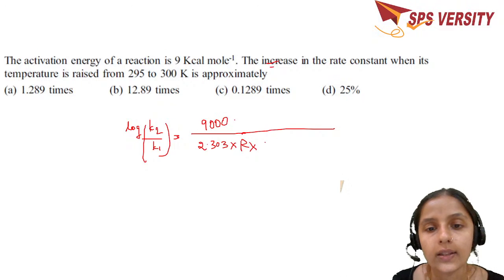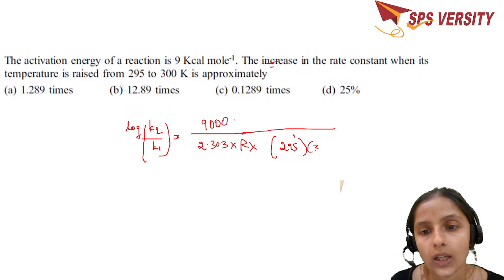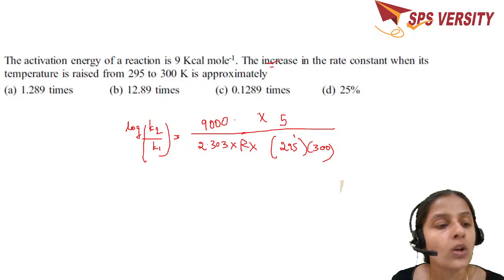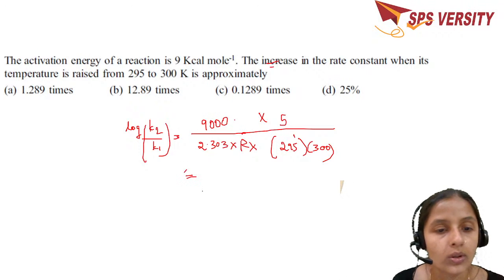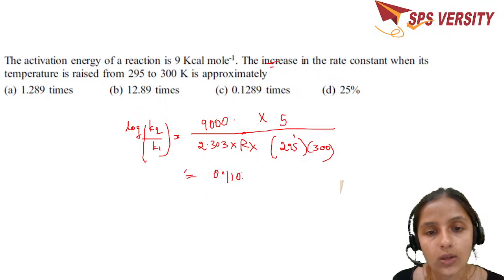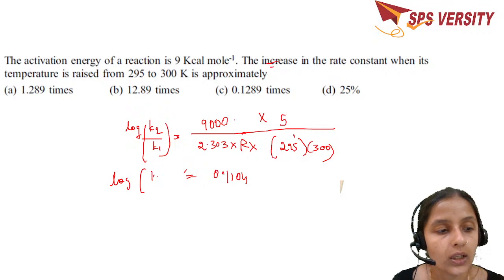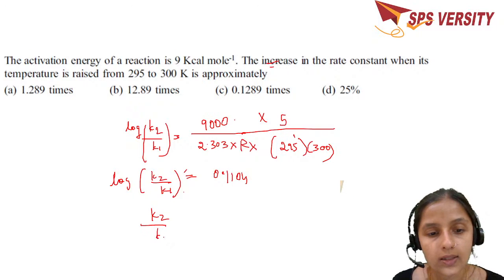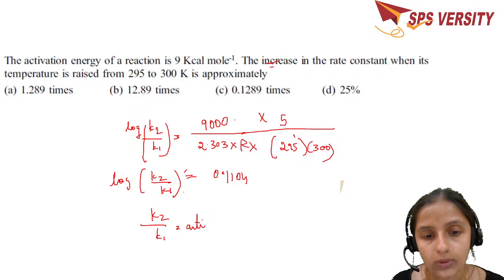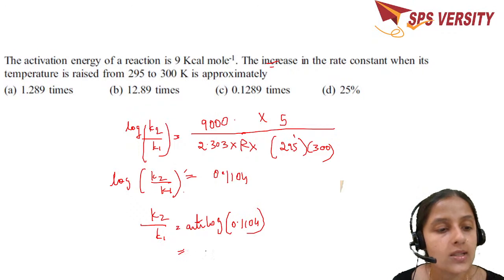That's 2, and then it is 1 by T1 minus 1 by T2, which is T2 minus T1 divided by T1 into T2. That's 295 into 300. What is the difference? That's 5 between them. So what are you going to get over here? You are going to get 0.1104. That's equal to log K2 by K1. Then K2 by K1 is equal to anti-log of 0.1104.